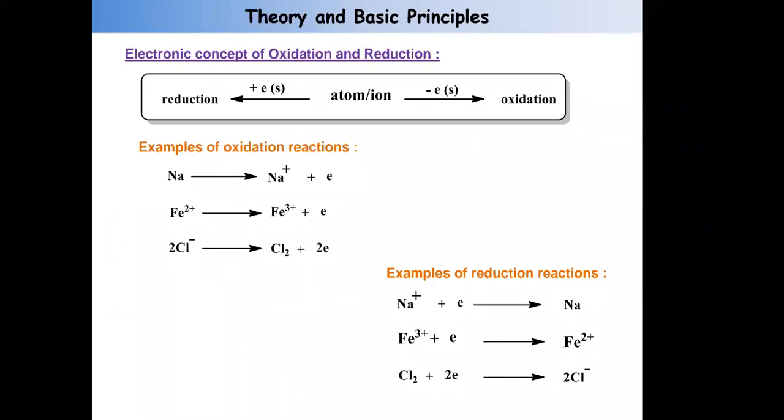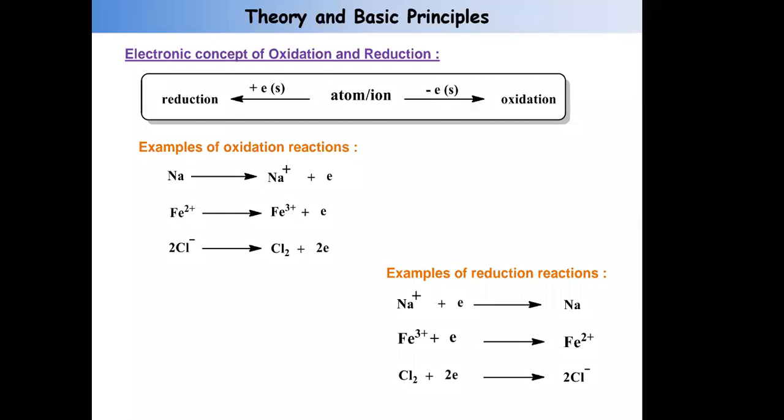Oxidation is a process which involves the loss of electrons by the atoms or the ions, whereas reduction is a process which involves the gain of electrons by the atoms or the ions. So these are basically reverse processes of each other.